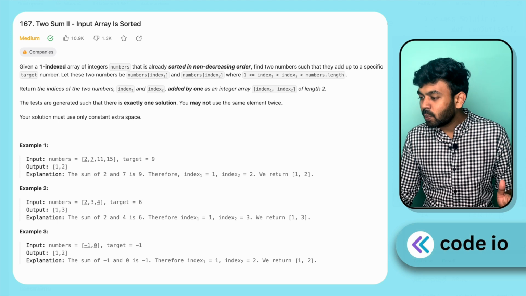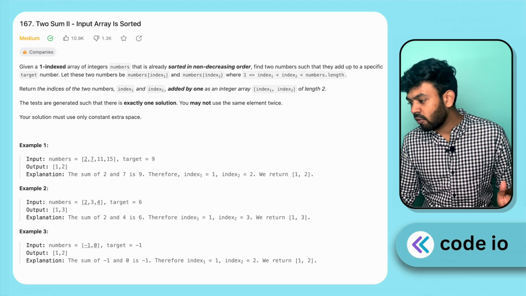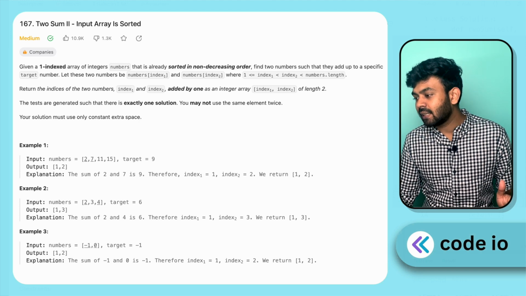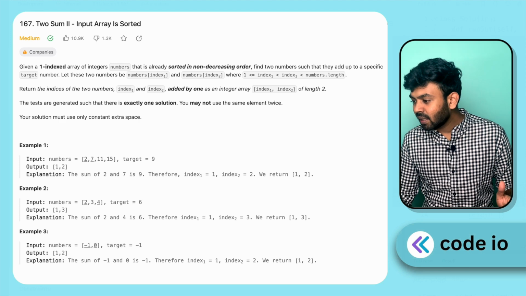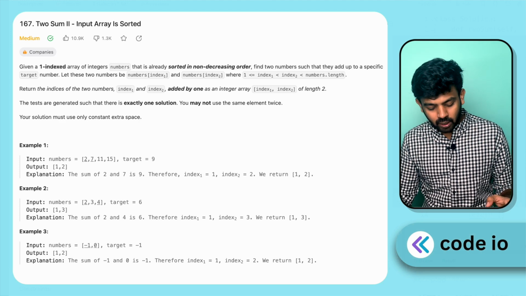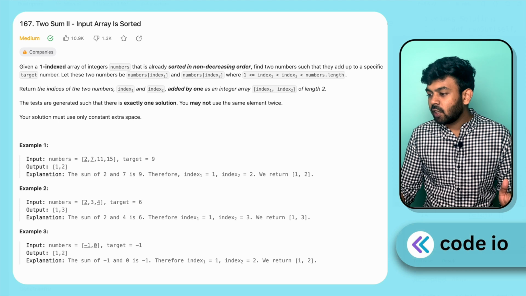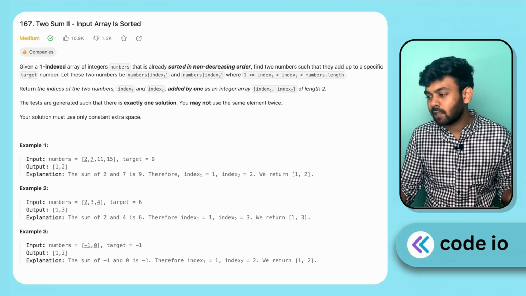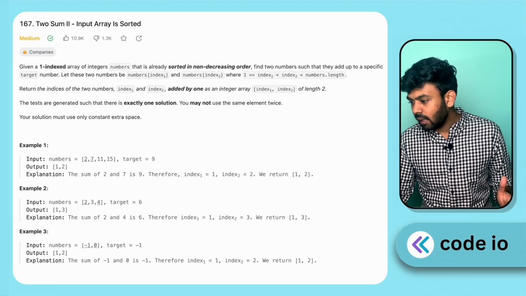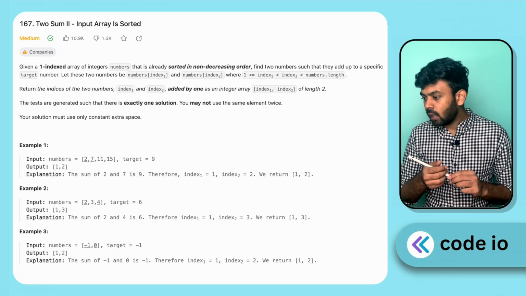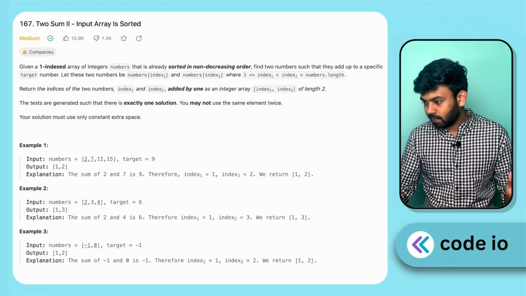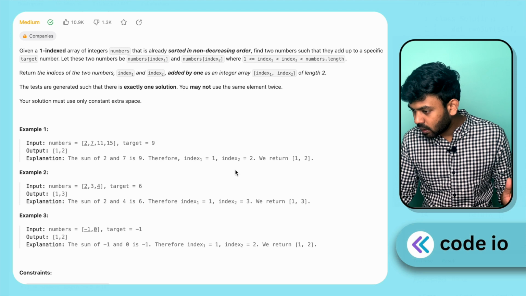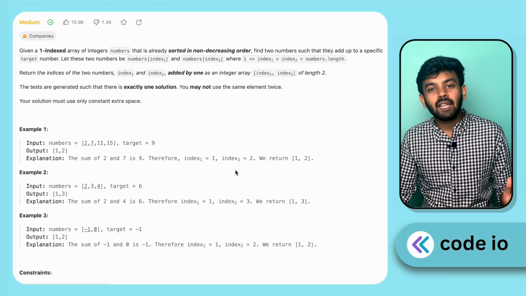Let these two numbers be numbers[index1] and numbers[index2], where 1 <= index1 < index2 <= numbers.length. That basically means you are supposed to return the two indices of those numbers as a list. Okay, so that is it. Now we have a couple of examples here. We can look at that and then try to solve the question.